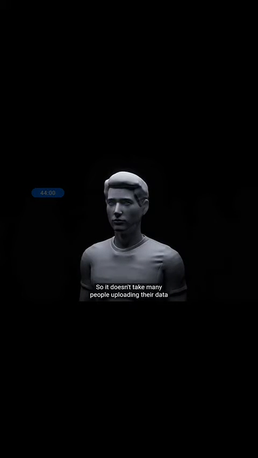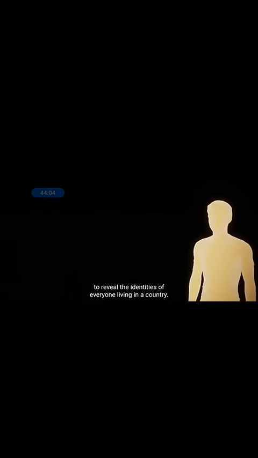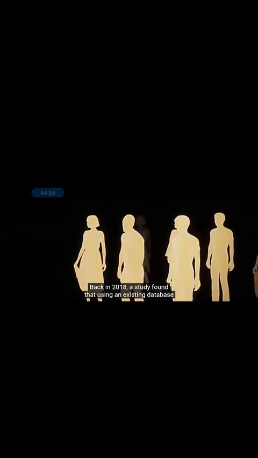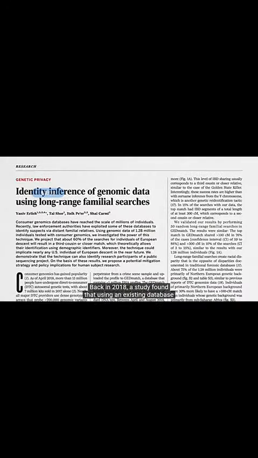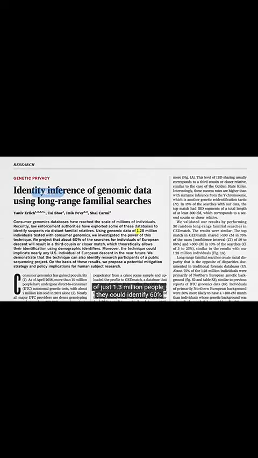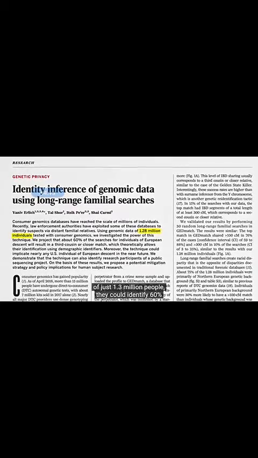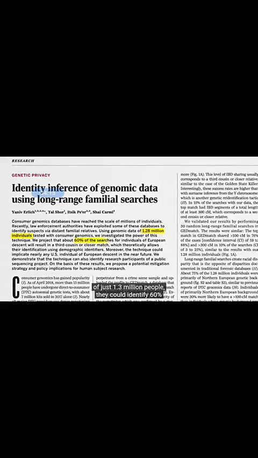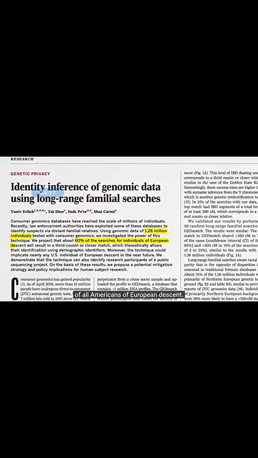So it doesn't take many people uploading their data to reveal the identities of everyone living in a country. Back in 2018, a study found that using an existing database of just 1.3 million people, they could identify 60% of all Americans of European descent. And they estimated with a database containing just 2% of the population, you could find a third cousin or closer match in 99% of cases.